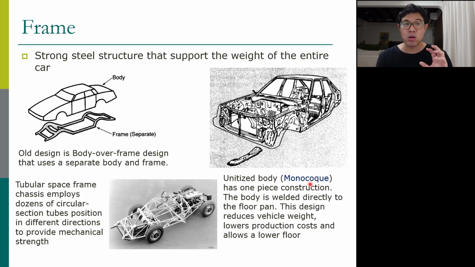The whole body, the monocoque body, is created from metal sheet, and then they stamp them. I mean, they use a stamping machine to create the shape that makes it strong. So those are the monocoque body. Of course, you don't have the frame under the body, so the body can have a lower floor. It can reduce the weight of the car, and it can lower the production cost.